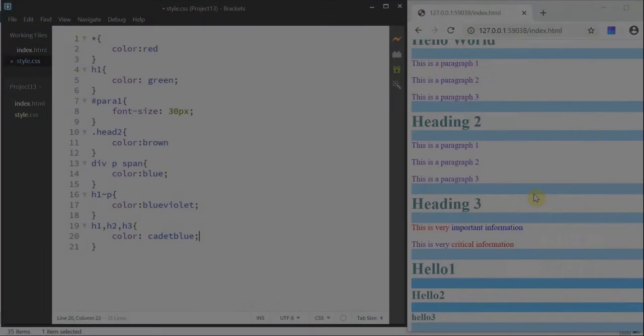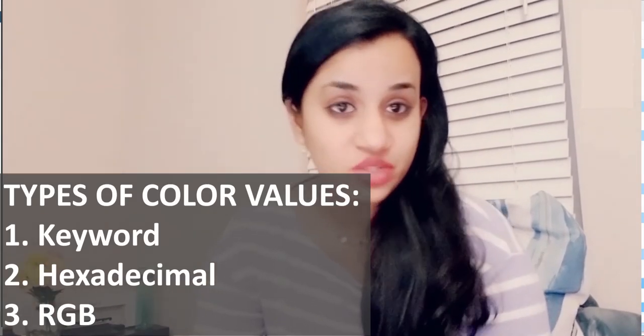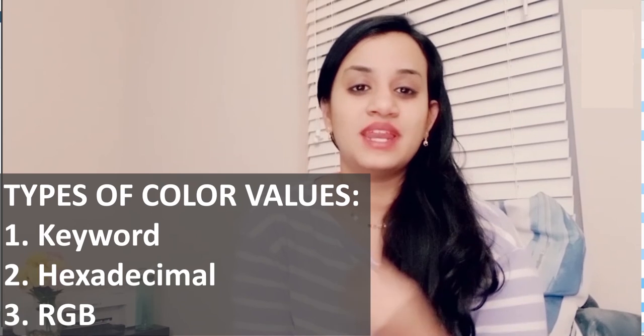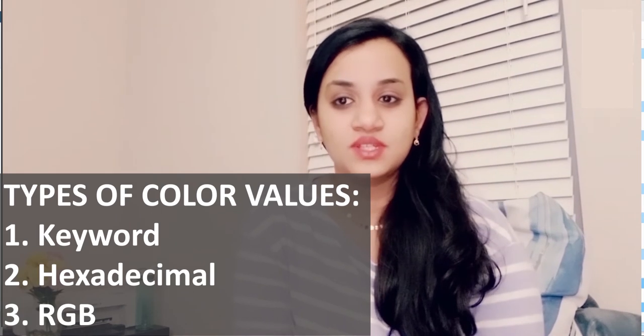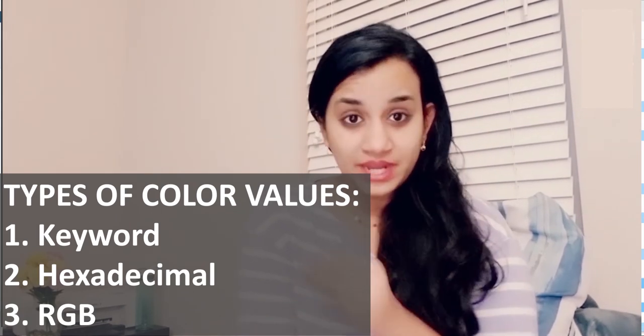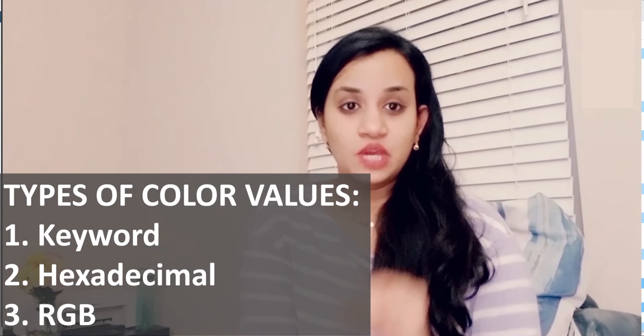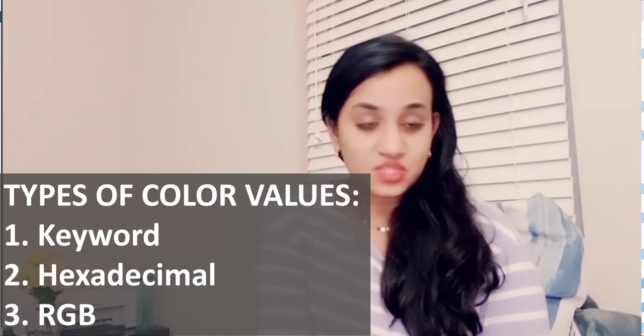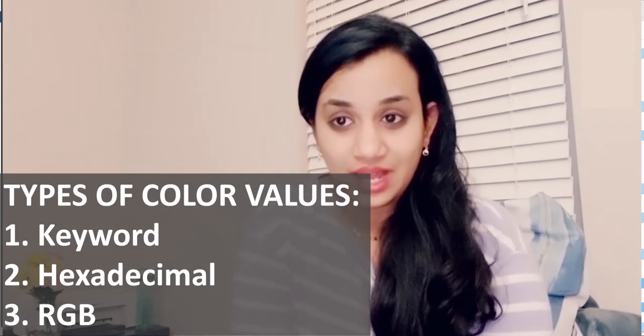Now that we are done with the selectors, we'll see how colors work. So I've already shown you one type of color, which is the keyword, but keywords cannot be used in every browser. Certain browsers which are very old might not recognize the keywords. So it is best to use a hex value or an RGB value. Let's see what they are.